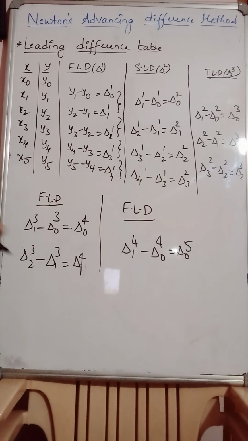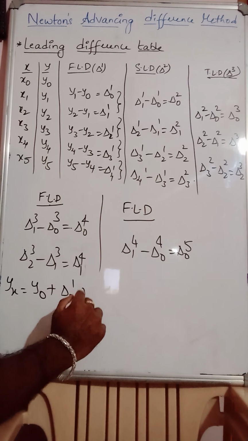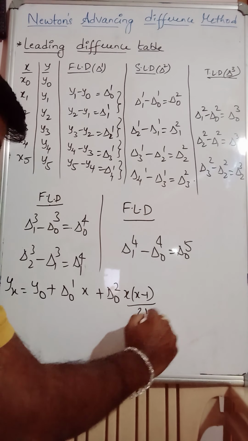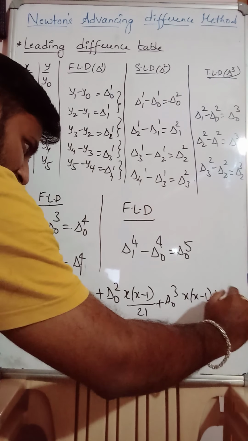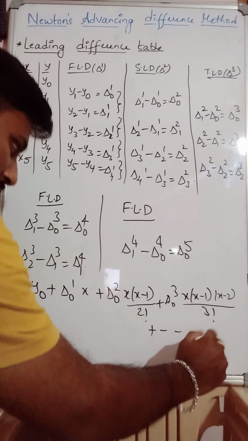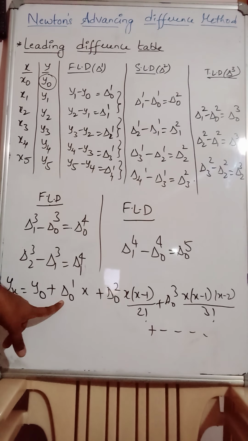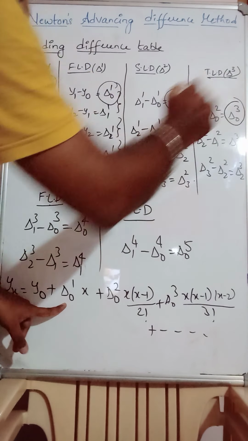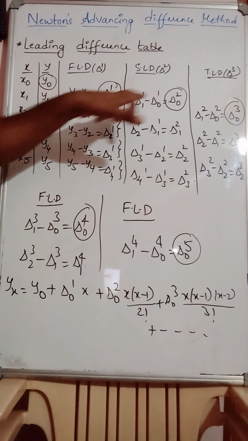Now, with the same leading differences, what is the formula? Yx equals y naught plus delta naught 1 into x plus delta naught 2 into x into x minus 1 by 2 factorial plus delta naught 3 into x into x minus 1 into x minus 2 by 3 factorial plus and so on. Now here see y naught. What is the value of y naught? This value. Then what is the value of delta naught 1? This first value. Delta naught 2, this first value. Delta naught 3, this first value. Delta naught 4, this first. Delta naught 5, first. Always we need to take the initial terms.